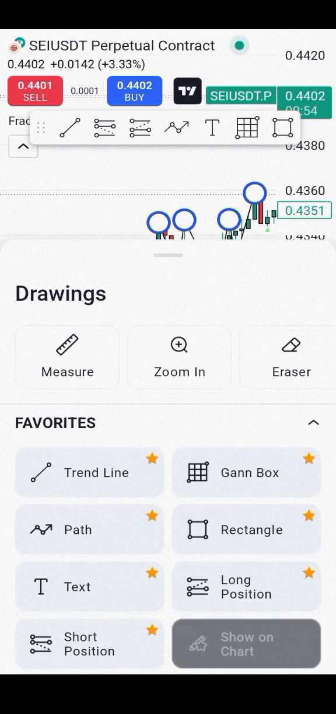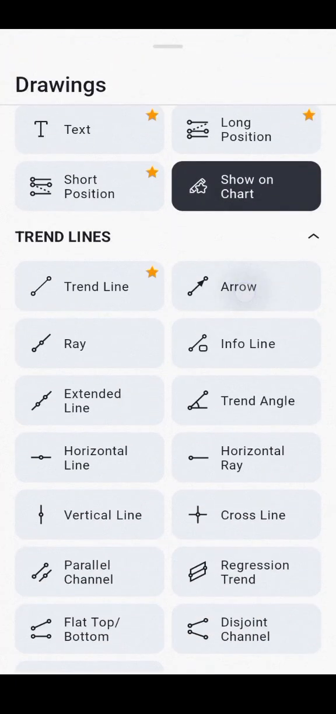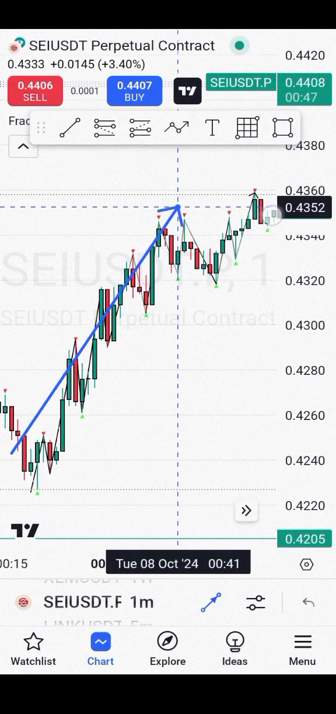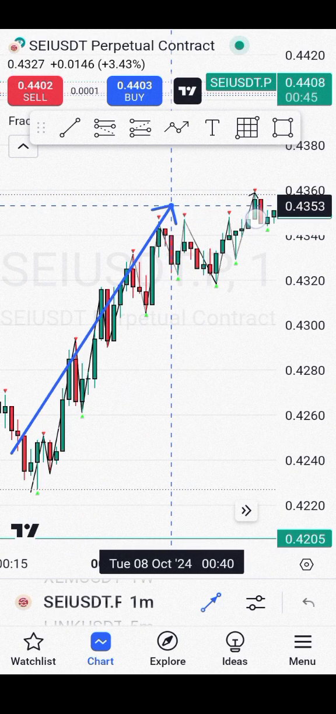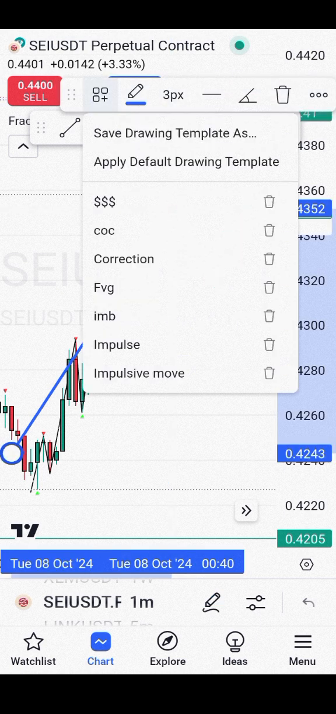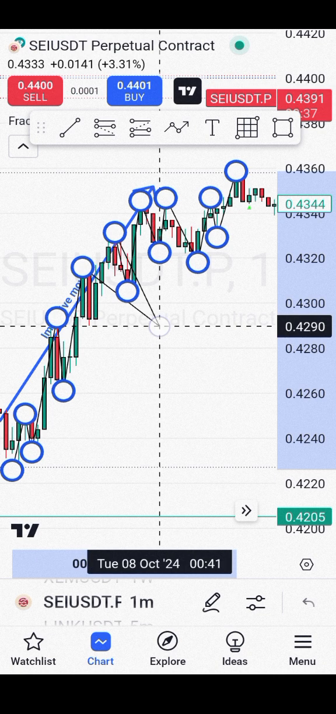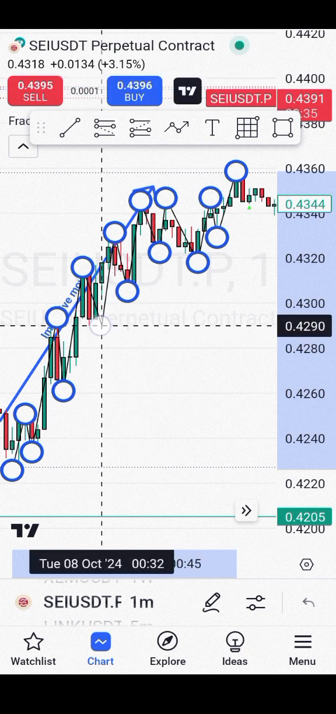So I'm going to mark it and label it as impulsive move. From here to here is our impulsive move. Okay, so that is how to mark impulsive move.